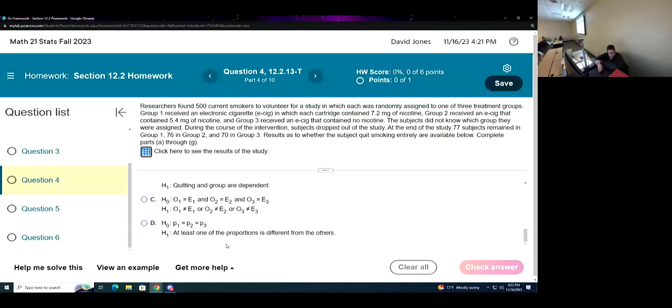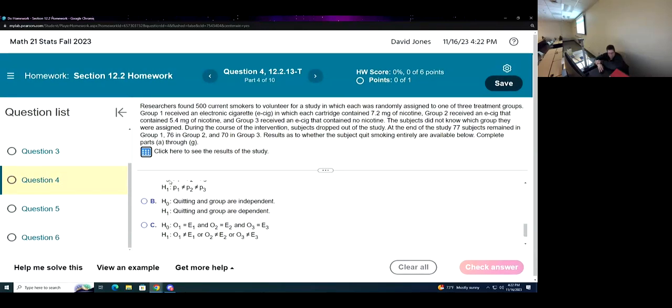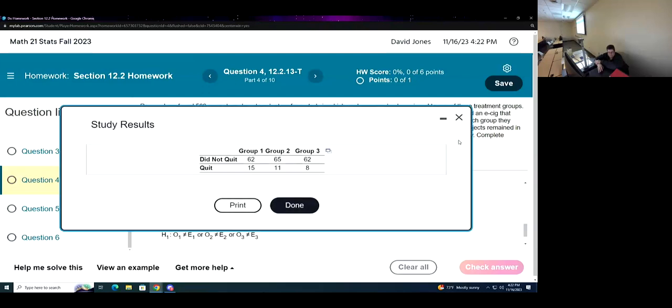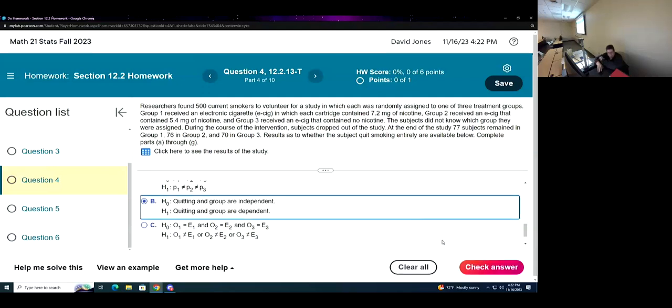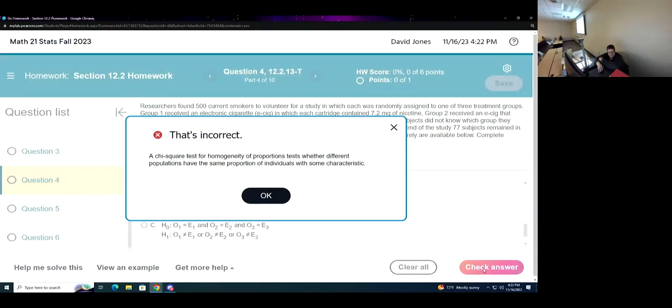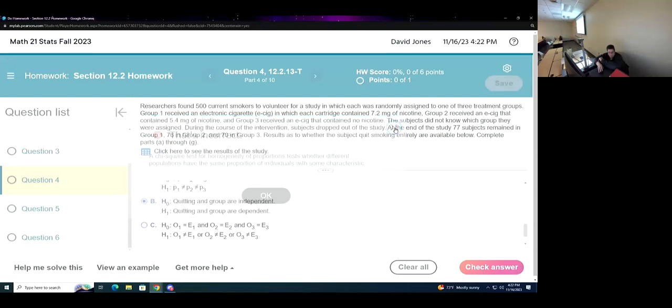That's not right. This is not the scenario. This looks like a chi-square test for independence because it's a table of three groups with qualitative data. I'm going with quitting and group are independent, quitting and group are dependent. What the heck?